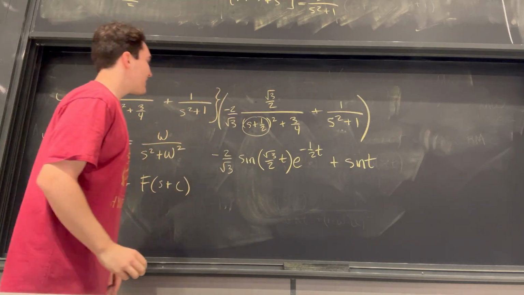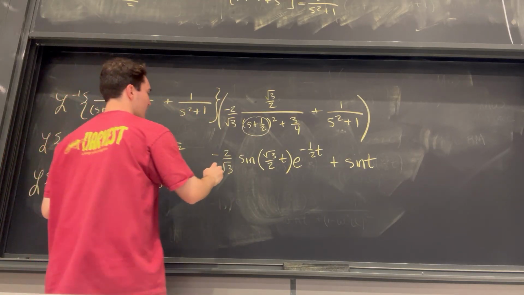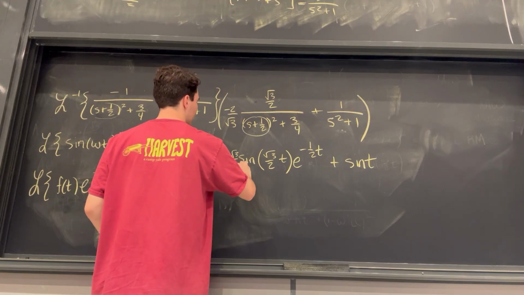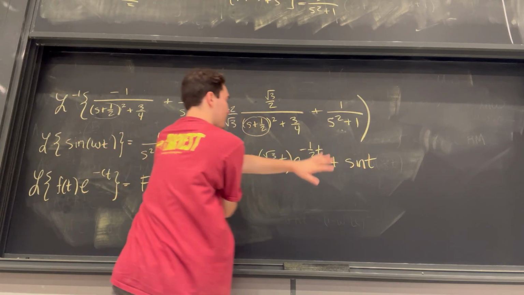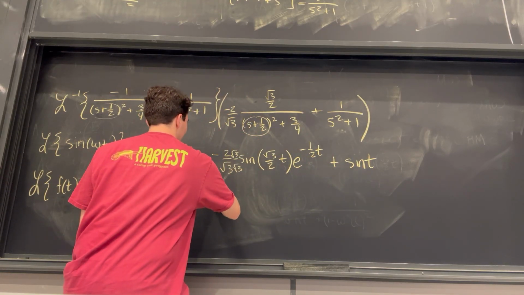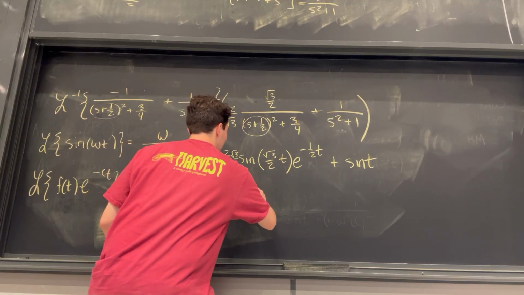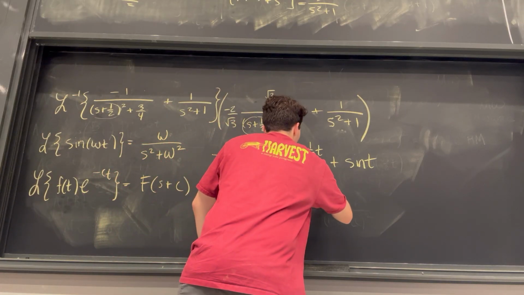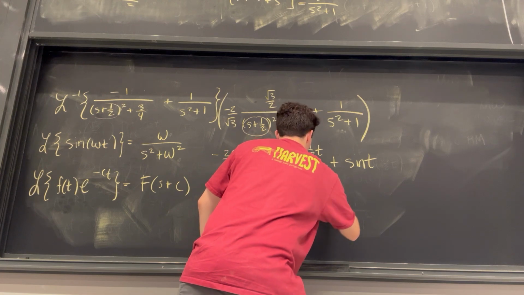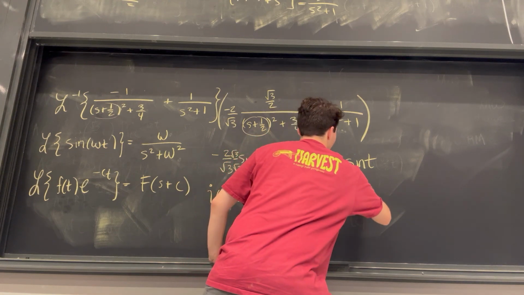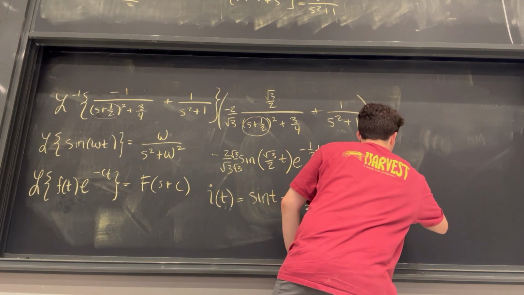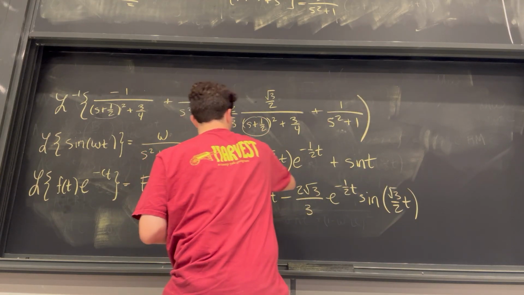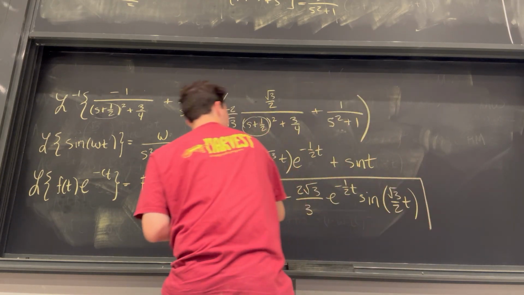Perfect. And then the last thing I want to do is I just want to make sure I don't have a radical in the denominator. So let's multiply by √3 over √3. And then I'm also just going to flip these terms. And finally, I'm going to find out that y of t is equal to sine of t minus 2 root 3 over 3 e to the negative 1/2 t sine of root 3 over 2 t. This is my final expression.